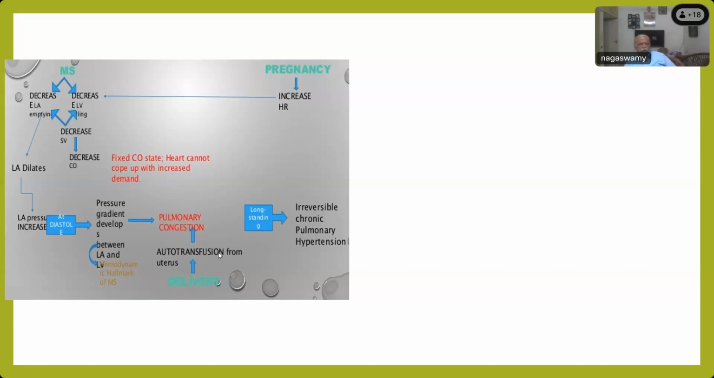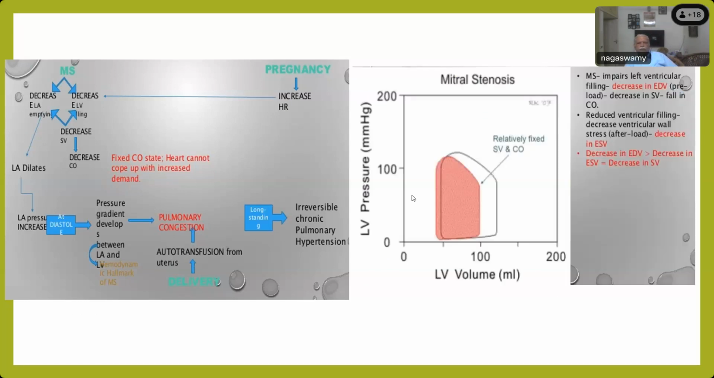So whenever you manage a pregnant patient at the time of placenta removal, you have to slow down the intravenous infusion and preferably give a prophylactic dose of Lasix 20 milligram to avoid the sudden overload caused by this auto transfusion.